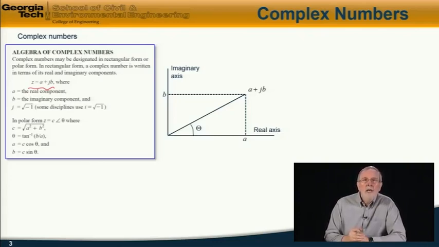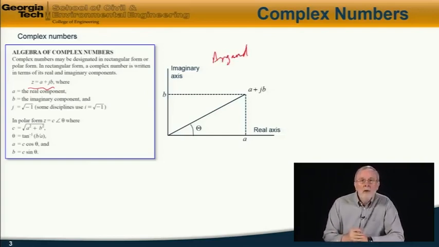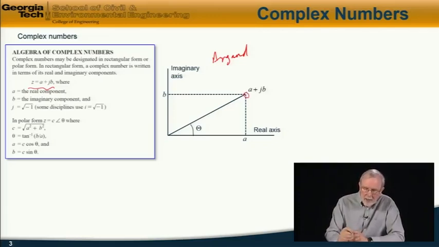So a complex number can be displayed in terms of the diagram which is shown here, which is sometimes called an Argand diagram, where the horizontal axis is the real axis, or the real part of the complex number, and the vertical axis is the imaginary axis, which shows the magnitude of the imaginary part. So the point here, z, is a plus jb, and this can also be expressed in polar form, where the radius here is c, and the magnitude of the radius is just equal to the square root of a squared plus b squared, and the angle theta.